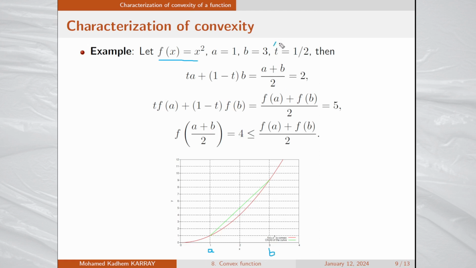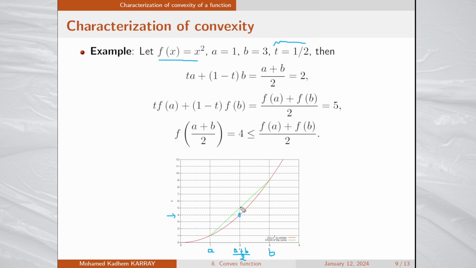Consider the parameter t to be 1/2, so the average of a and b will be the middle of these 2 points, which is in this case equal to 2. So this is the middle of a and b, and the image by the function f of this middle is this point here. So it may be considered as this point.